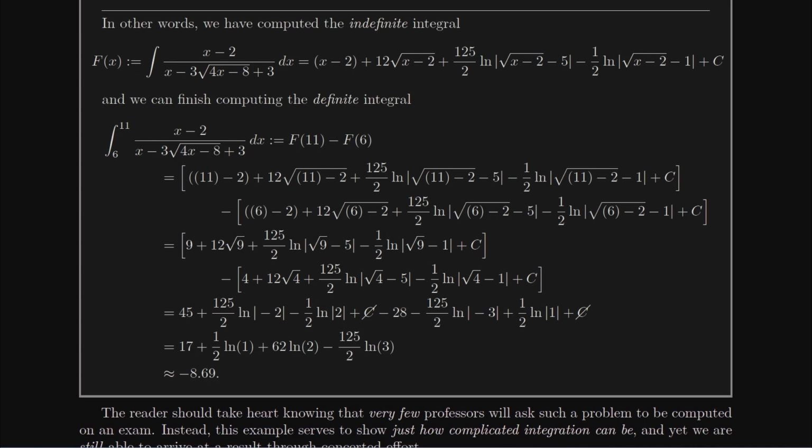These numbers 11 and 6 were chosen well because we end up with a lot of root 9s in all of the 11 cases. We end up with root 4s in all of the 6 cases. And so we end up with log absolute value negative 2, log 2, log absolute value negative 3, and log 1. And if we use some log rules to combine these together, we end up with 17 plus 1/2 log 1 plus 62 log 2 minus 125 over 2 log 3, or if we plug that into our calculator, about negative 8.69.